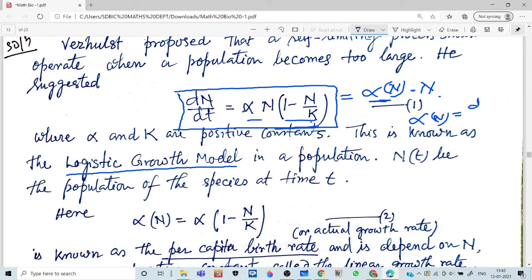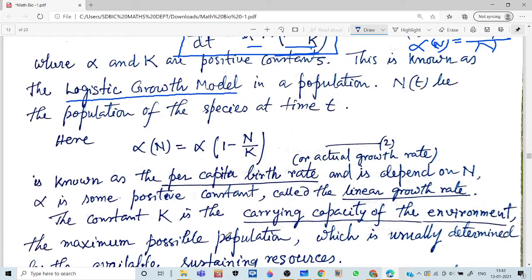So from this relation, alpha(N) equals dN/dt by N. This is known as the per capita birth rate or actual growth rate, and it depends on N. Alpha is some positive constant, the same as in the exponential model. That alpha is constant, but alpha(N) is dependent on N.